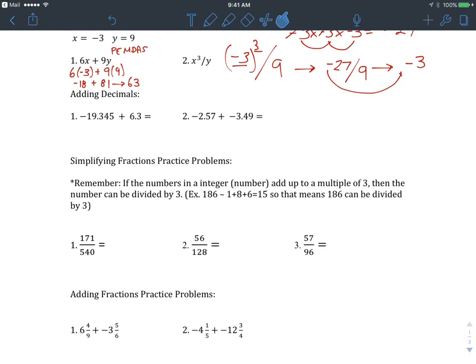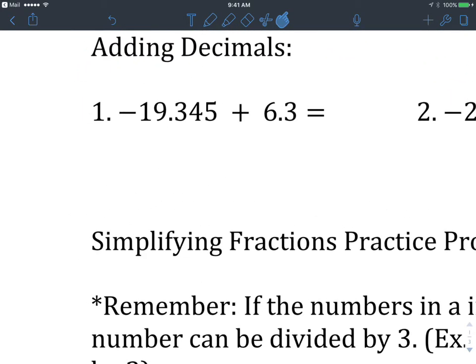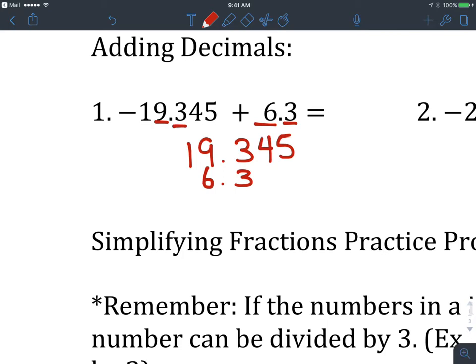Let's go ahead and move over to adding decimals. We've got -19 and 345 thousandths plus 6 and 3/10. So we have different signs, so we're going to subtract the numbers. I'm going to subtract the smaller number from the bigger number. So I'm going to put 19.345 here. And then I'm going to line up the decimals and then the place values. My ones place lined up with my ones place, and my tenths place is lined up with my tenths place. I'm ready to subtract. Whenever you're subtracting, make sure you put the bigger number up top.